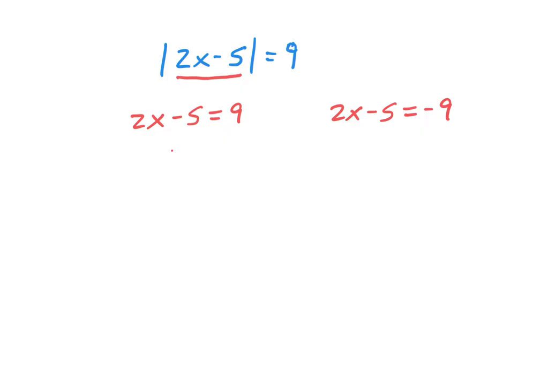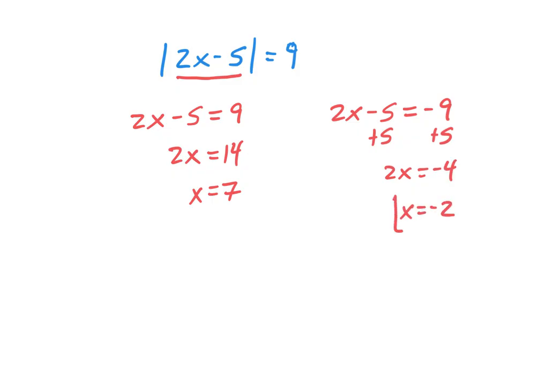So now we're going to add 5. We're going to divide by 2. I get x equals 7. Okay, same thing over here. We're going to add 5. We're going to divide by 2. x equals 7. x equals -2.